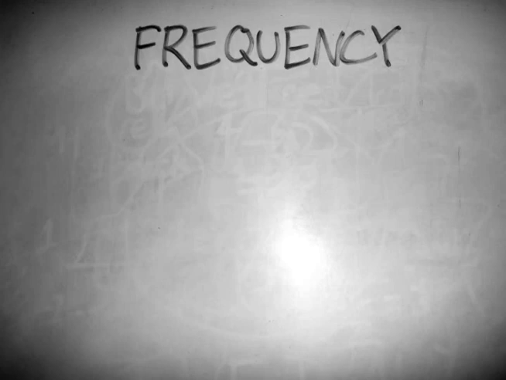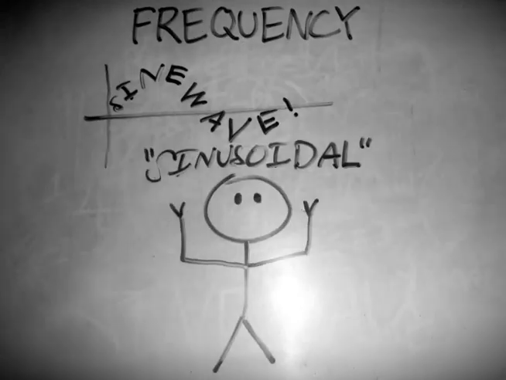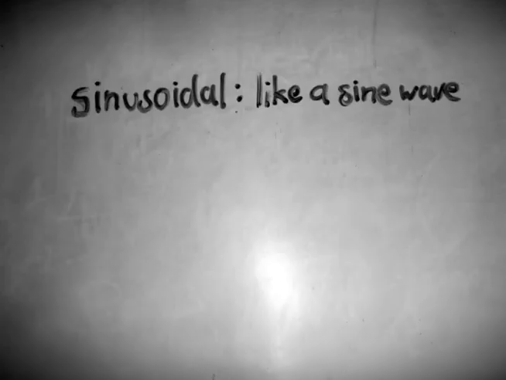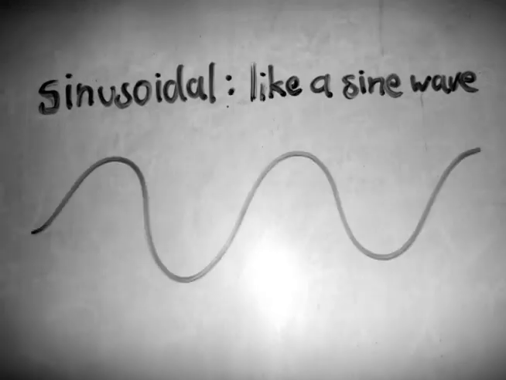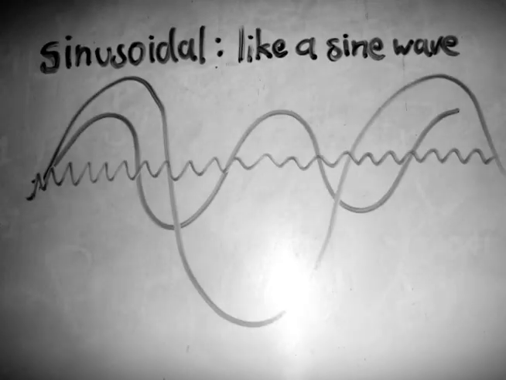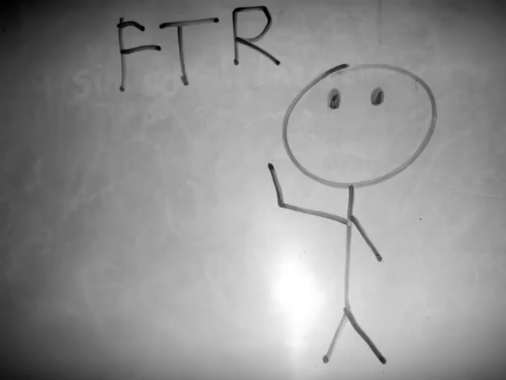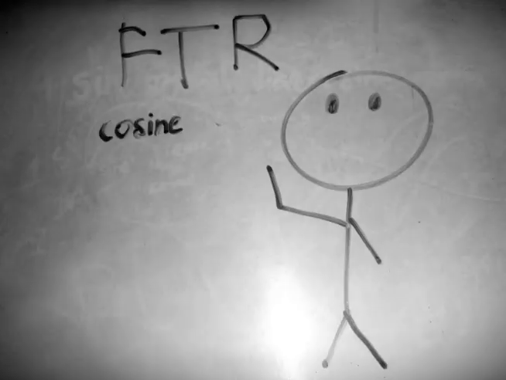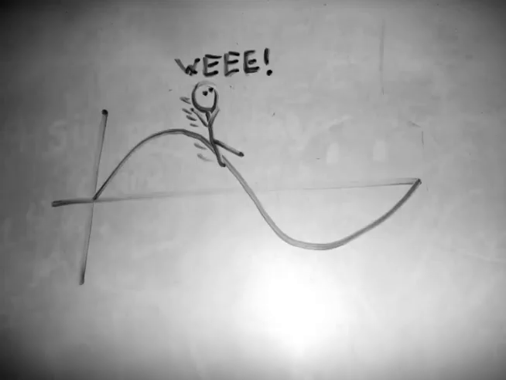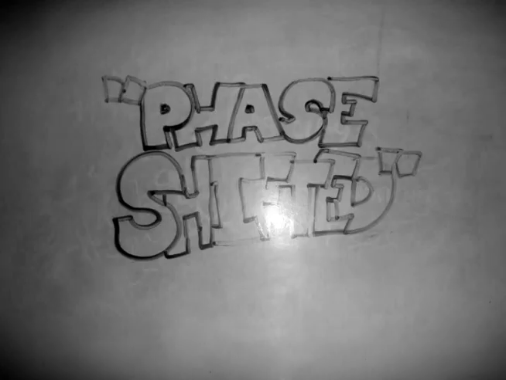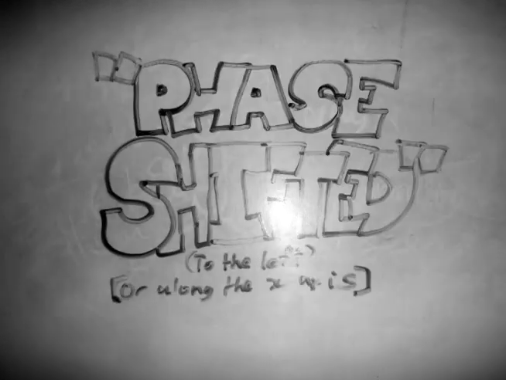The frequency is how often something happens within a given time. This is generally only applied to sine waves, or what we call sinusoidal. I'm a T-Rex. Sinusoidal basically means like a sine wave. So a sinusoidal wave could look like this, or it could be taller and wider, or shorter or skinnier, or really long like this, or rather tall and skinny like this. And for the record, the cosine wave is within the subset of things that are sinusoidal. Basically, you have a sine wave like this, whee! A cosine is exactly the same as a sine wave, except moved over a bit, or phase shifted to the left, along the x-axis.